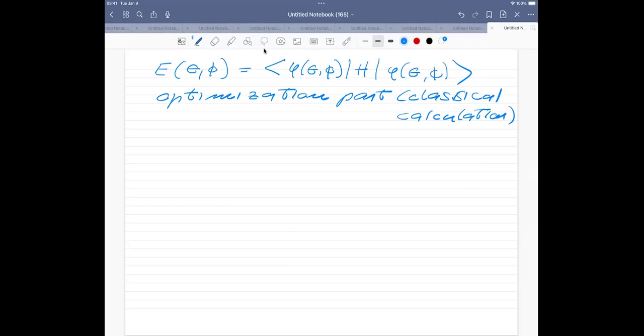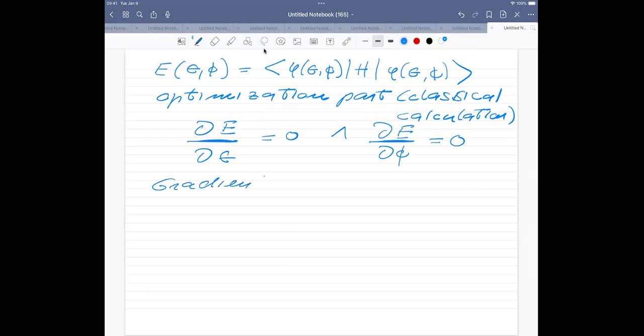This part means that we need to evaluate this energy as a function of the angle theta. We want the gradient of that one to be 0. And we need the gradient with respect to the other angle, phi, and we want that one to be 0. So the typical way we solve the classical problem is by some gradient descent method, which is the classical optimization scheme. This is something we will come back to next week.